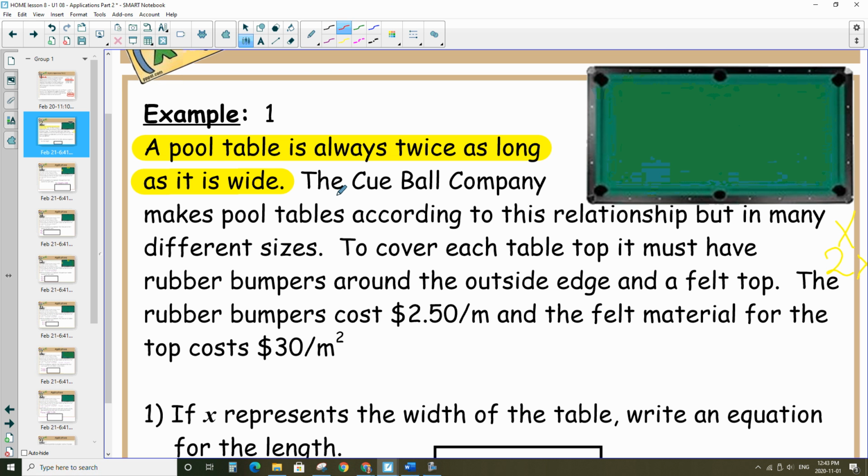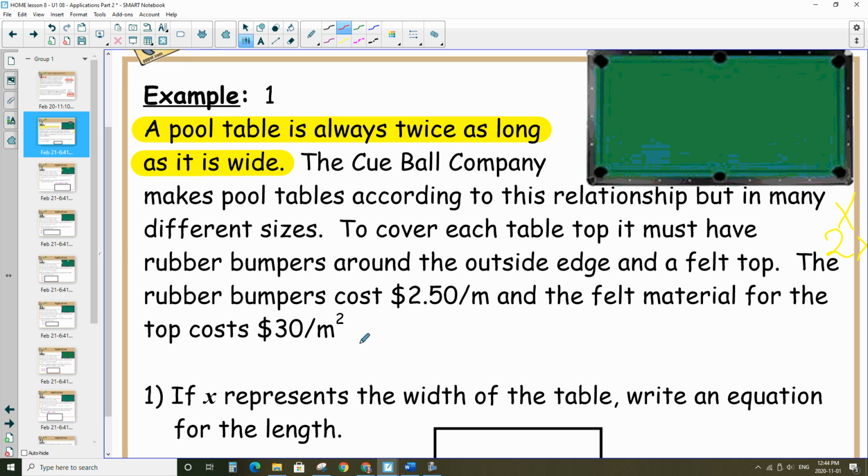And what they're telling us is that to cover each tabletop, it must have rubber bumpers around the outside of the edge and the felt top. And the rubber bumpers cost $2.50 per meter, and the felt material for the top costs $30 for every square meter. All right, so the rubber bumpers are these plastic things or rubber things that go all the way on the outside. So that could be represented by the perimeter. And then the felt is the stuff that is covered on the pool table, which would be represented by the area of the pool table.